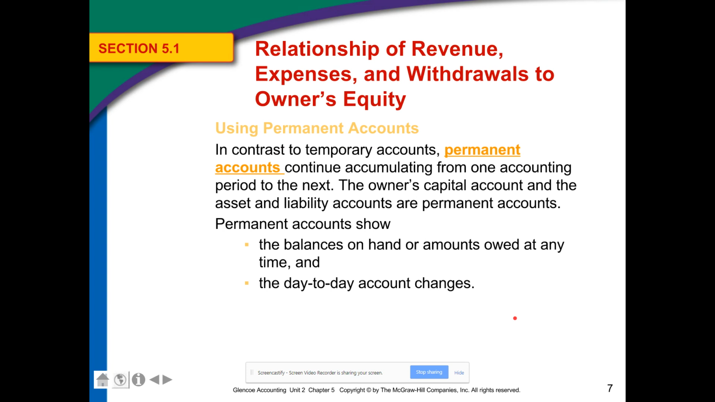Permanent accounts were the ones that we were dealing with yesterday. This is your assets, your liabilities, and your owner's equity. These accounts, we continue to use them between accounting periods. So they accumulate from one to the other. Because if we have assets, they don't go away at the end of the accounting period. We gain more assets, or we keep the assets that we have.